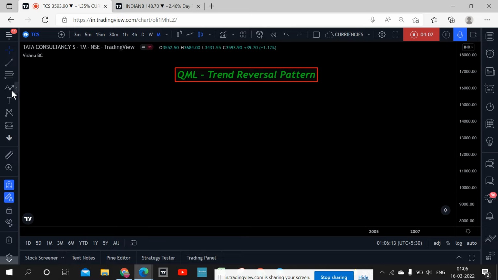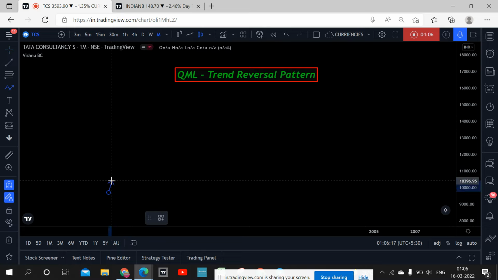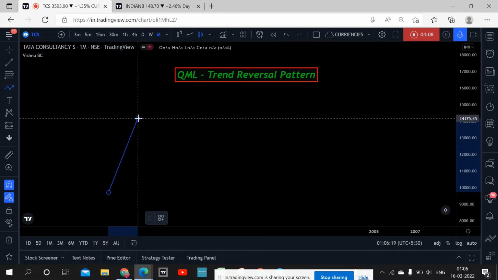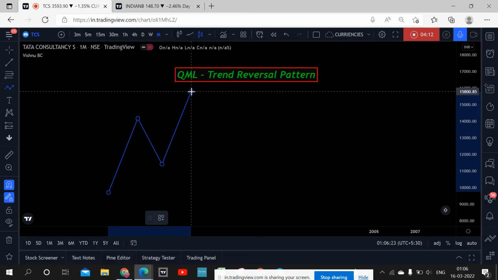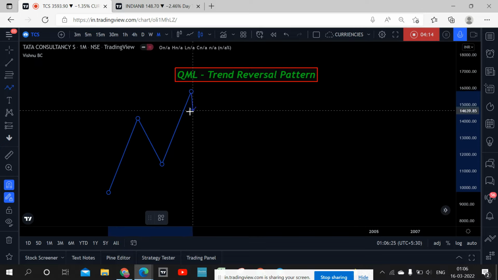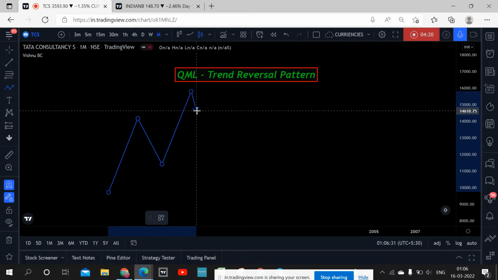So how does a Quasimodo level look like? This is a low point. It goes for a high, comes for a retracement, and again makes a fresh high. Whenever a fresh high is made, and the previous high is broken, it will be considered an uptrend.